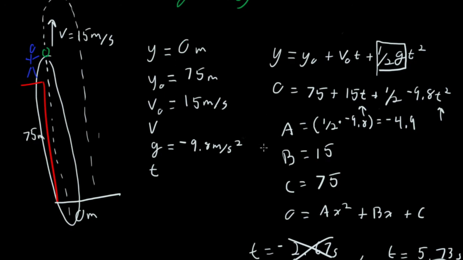So you should be able to solve problems related to gravity now, because gravity is just going to be falling at negative 9.8 meters per second squared.